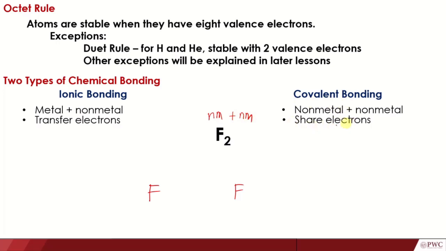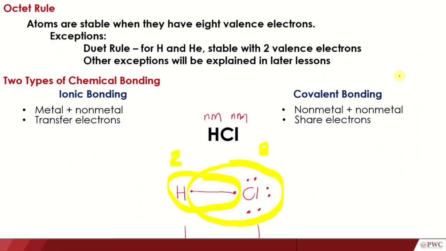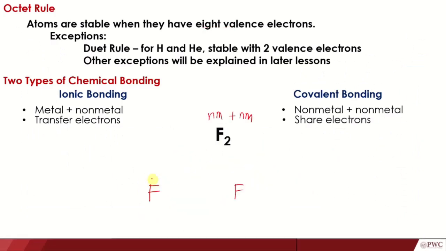Again, here they share electrons. Then let's draw the dots here. The dots are the valence electrons. For the valence electrons, F is over here. It has 7 valence electrons: 1, 2, 3, 4, 5, 6, 7.